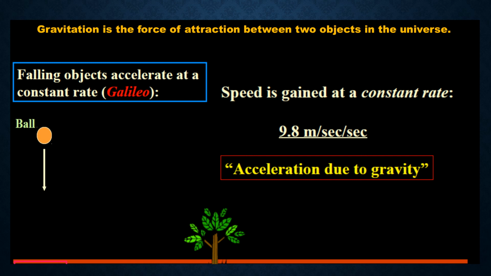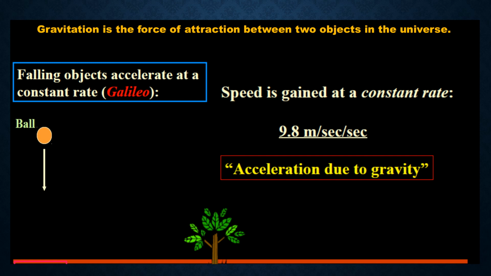Gravitation is the force of attraction between two objects in the universe. Gravitation may be the attraction of objects by the earth, or maybe the attraction between objects in outer space. For example, let us consider the attraction of objects by the earth. If a body or a ball is dropped from a certain height, it falls downwards due to Earth's gravity.